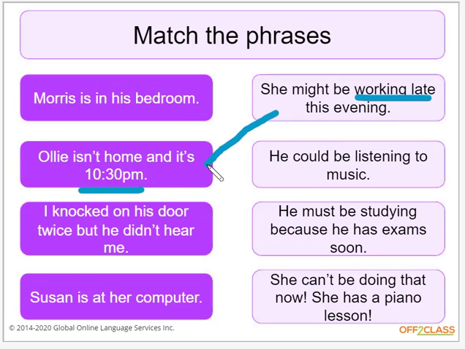So I feel kind of bad because I don't know if Ollie is a guy's name or a girl's name. So I'm just going to assume it's a girl's name. I knocked on his door twice, but he didn't hear me, right? So he didn't hear me. It's probably because he could be listening to music.